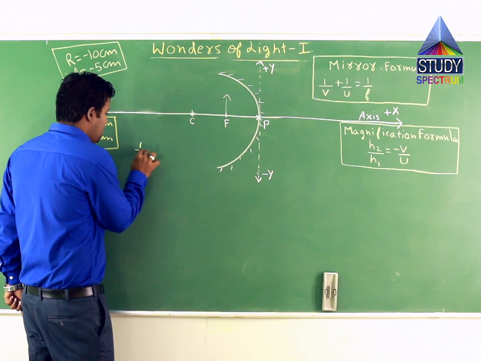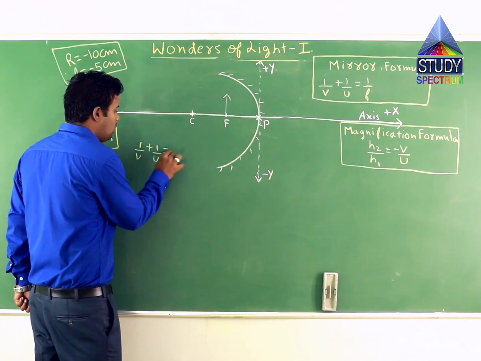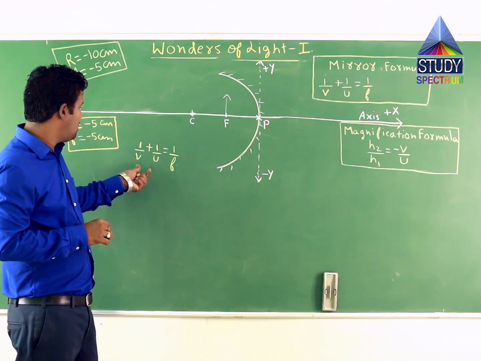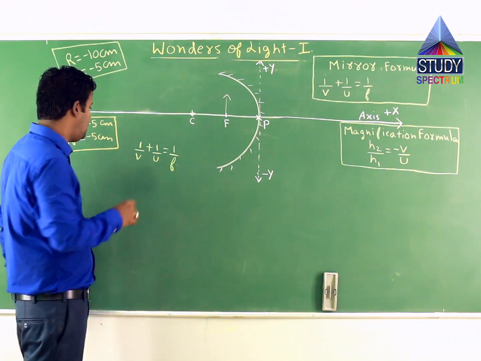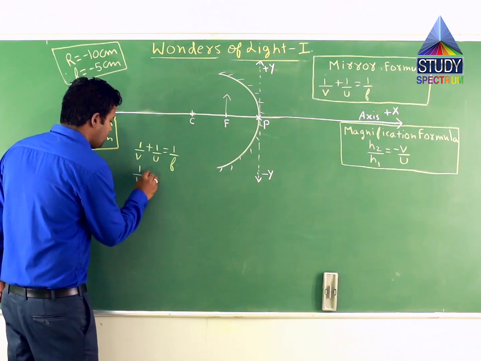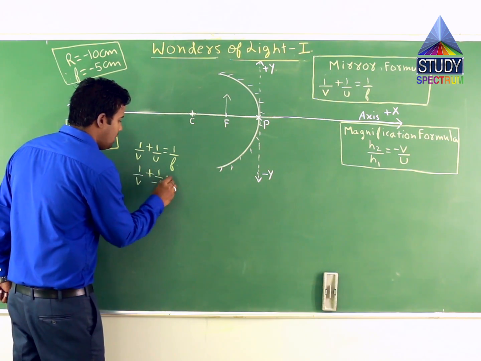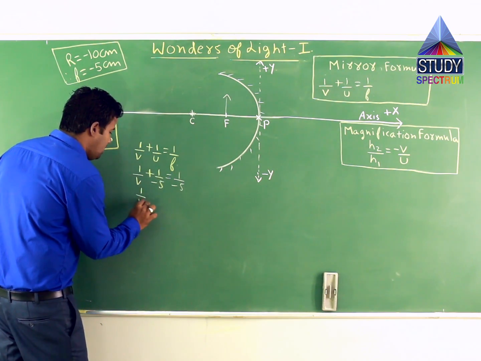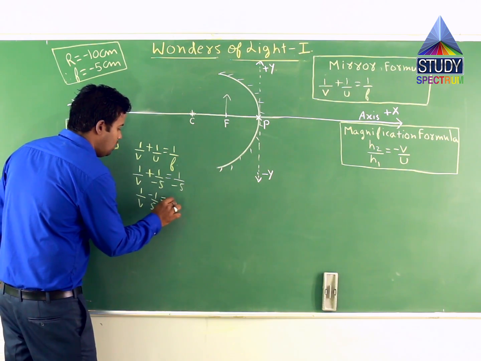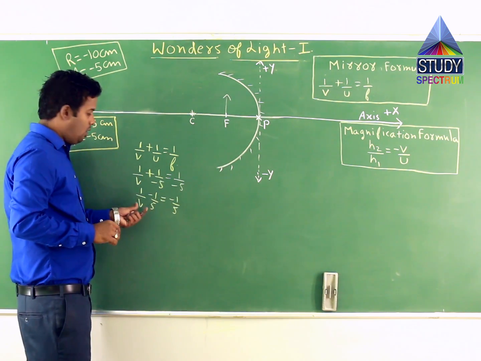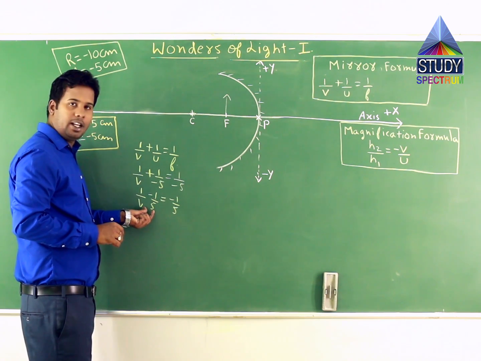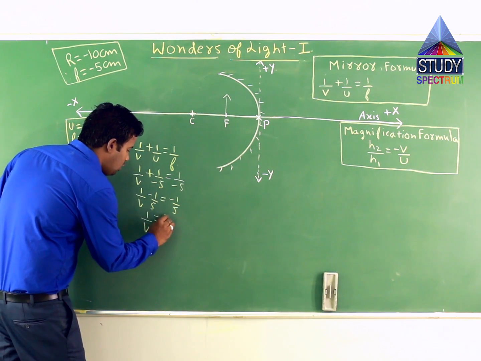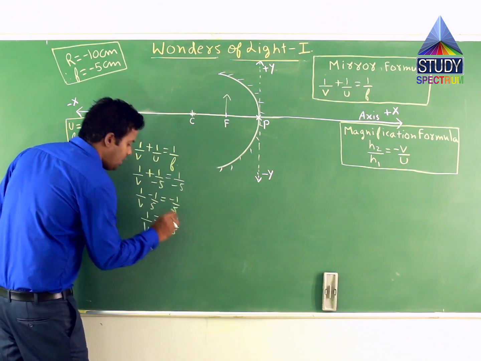Now let us check the two results from the very first mirror formula, that is, 1 by V plus 1 by U is equal to 1 by F. If we substitute these values of U and F in the equation, the equation becomes 1 by V plus 1 by minus 5 is equal to 1 by minus 5, which we can rewrite as 1 by V minus 1 by 5 is equal to minus 1 by 5. Now, if we take this negative term from the left hand side to the right hand side, this equation becomes 1 by V is equal to 1 by 5 minus 1 by 5.